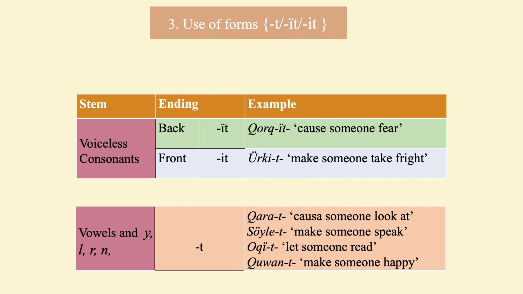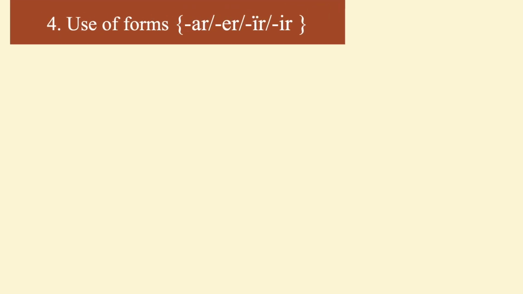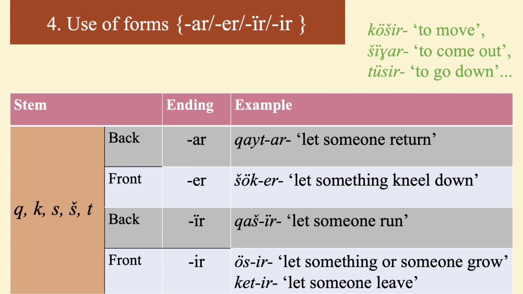Quandır, make someone happy. The last form of the causative suffix, ar, ır, ir, appears after stem final consonants k, k, s, sh, t. Example, qaytar, let someone return. Shugir, cause something to kneel down. Ösür, let something or someone grow. Ketir, let someone leave. Qaşır, let someone run. Those forms are less productive among all forms. They are only limited to a few verbs.